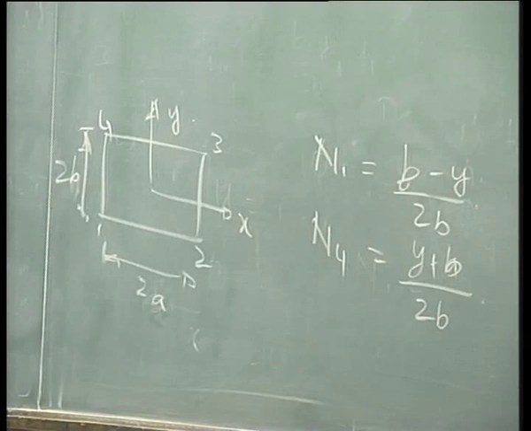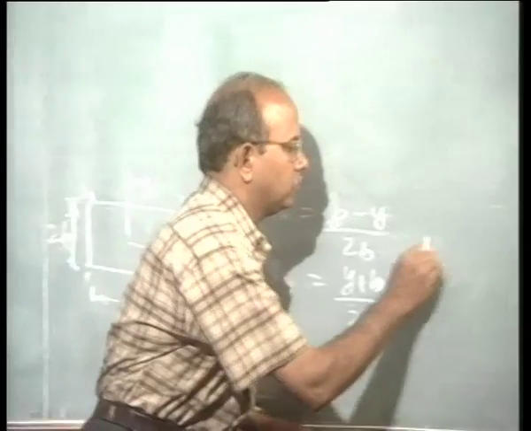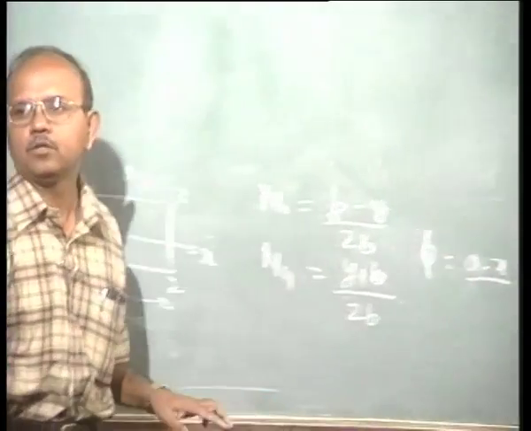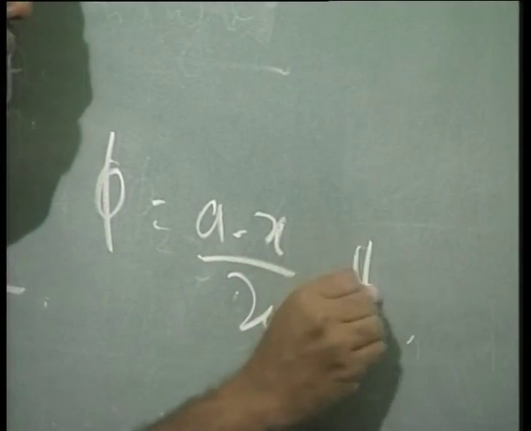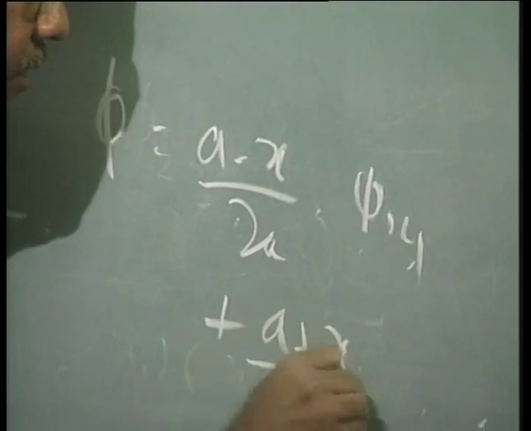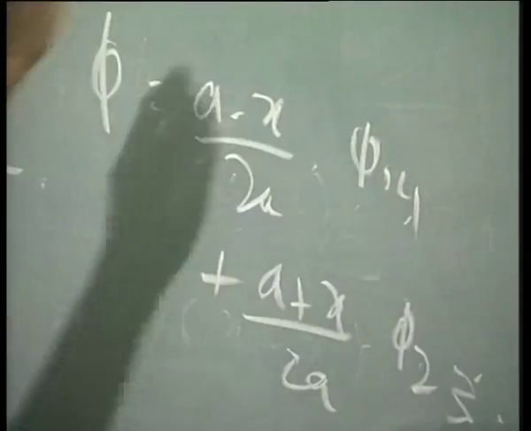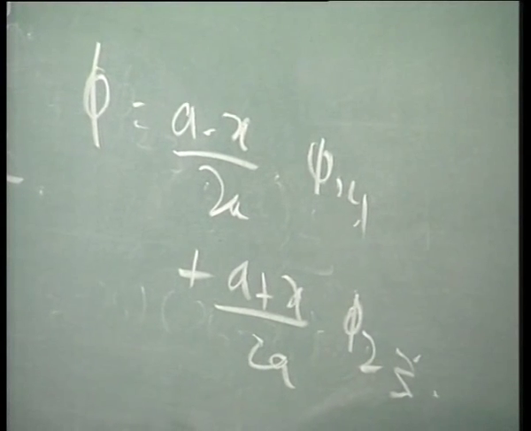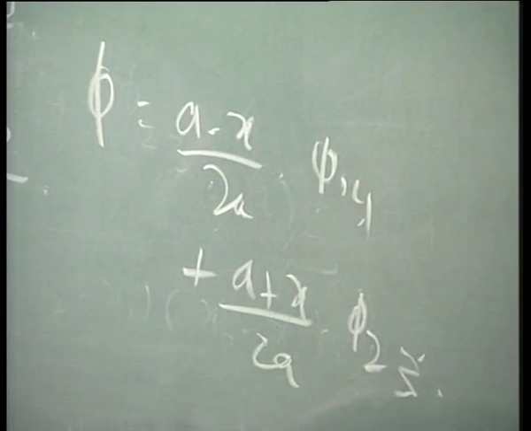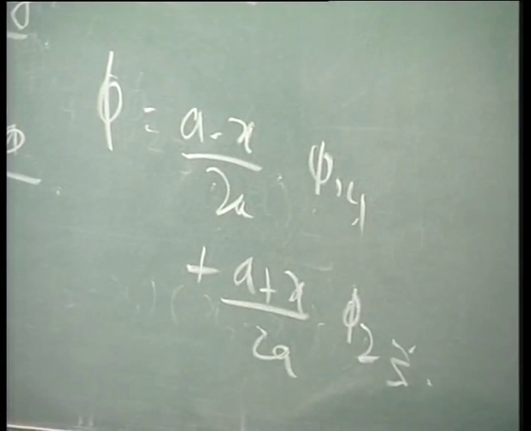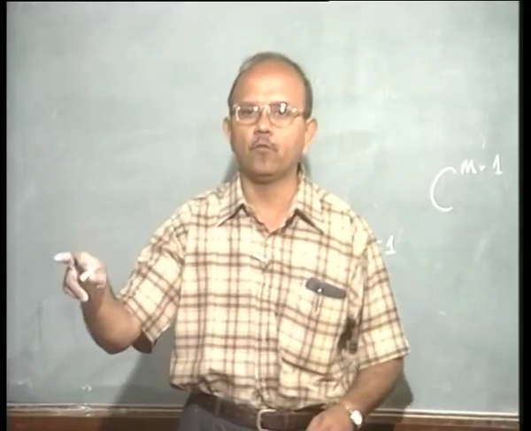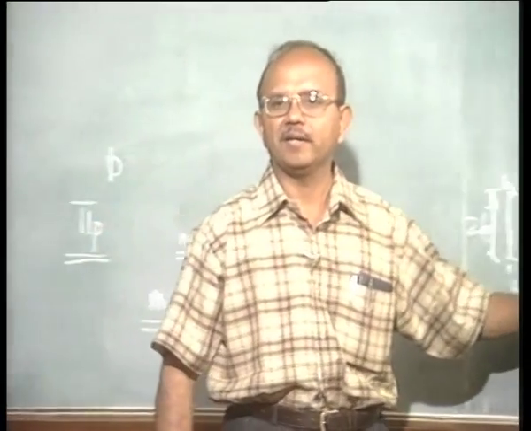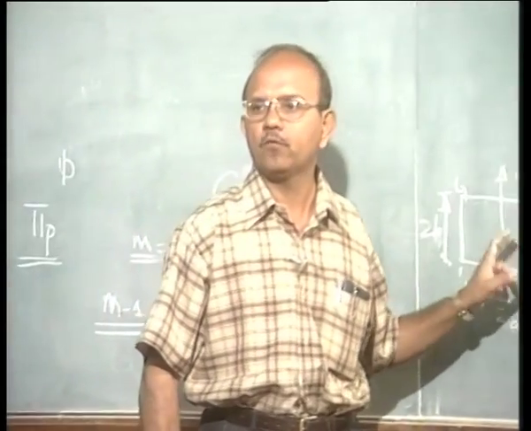So in other words, what I want to say is that I can write down phi as (a minus x) by 2a into phi 1 4 plus (a plus x) by 2a into phi 2 3, that's all. So it is something like linearly interpolating it here and then again this. Is that clear? Okay. So there will be linear lines which will go from this end to that end. Is it clear? Linear lines which will go from this end to that end.